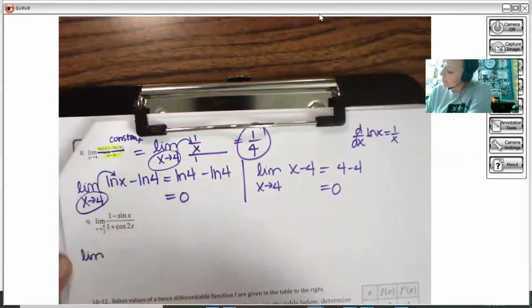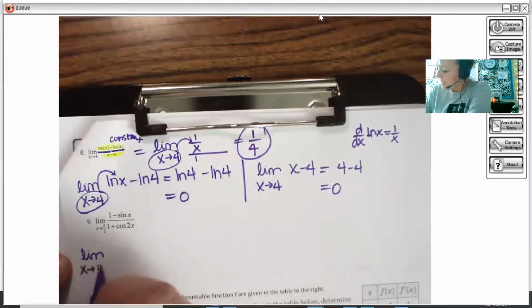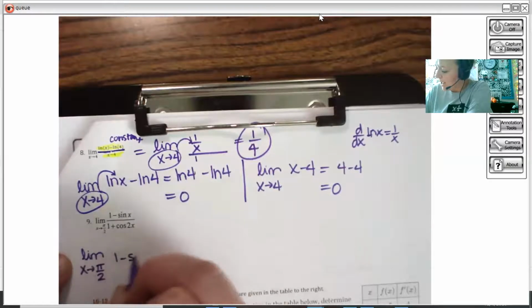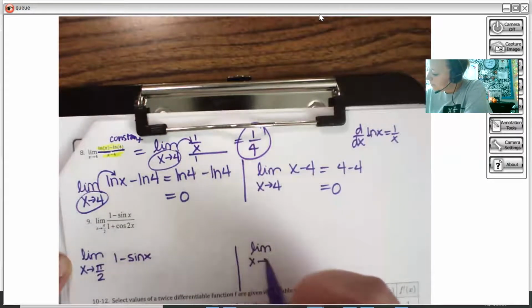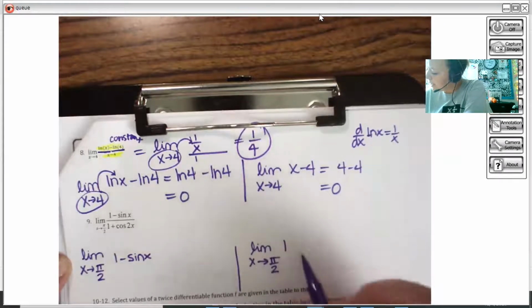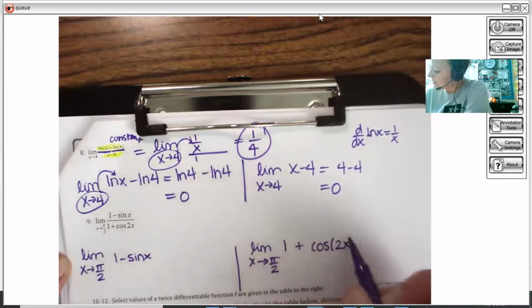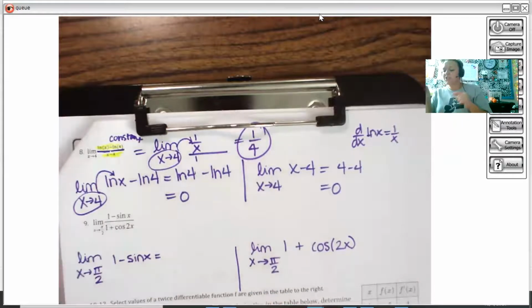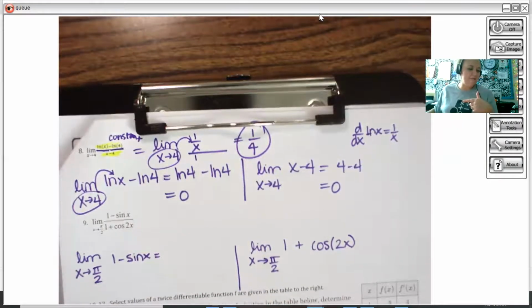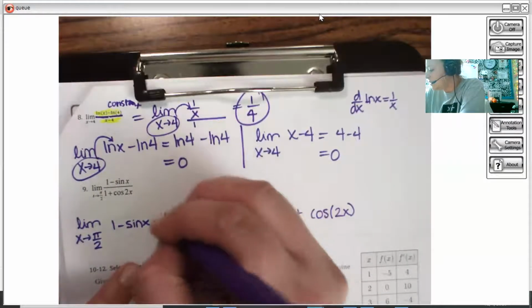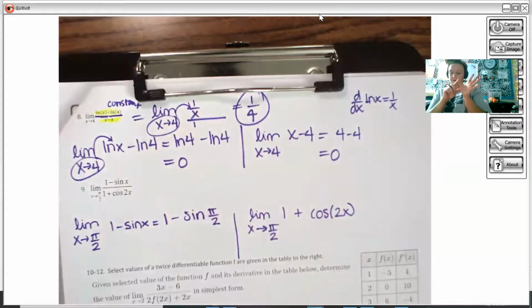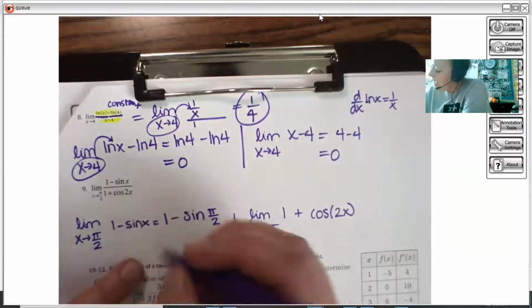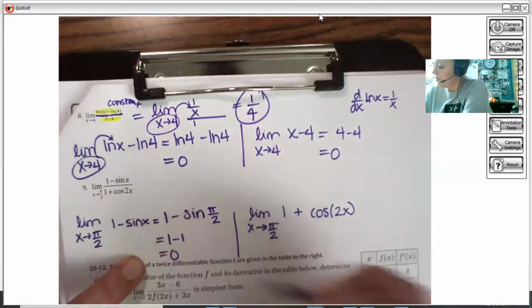We have the limit as x approaches pi halves. We're going to plug it into the top first, which is 1 minus sine x, then we're going to plug it into the bottom second, which is 1 plus cosine of 2x. So let's do this one first. I would plug in my pi halves. I would have 1 minus sine of pi halves. Pi halves would be your thumb here. Hold your thumb down, sines all your fingers on the bottom. They're all on bottom. That means it's a 1. So I have 1 minus 1, which gives me 0. Check.